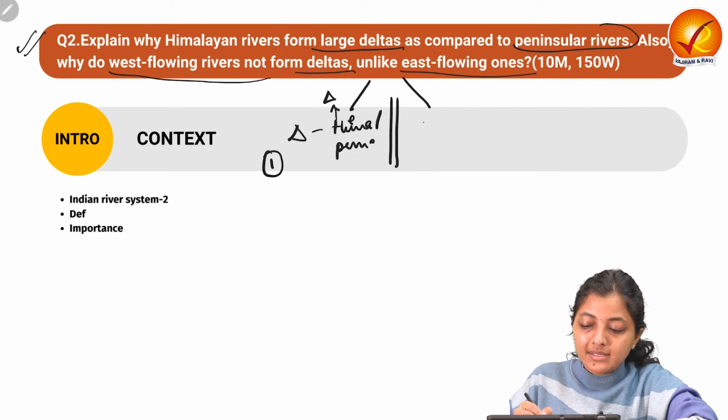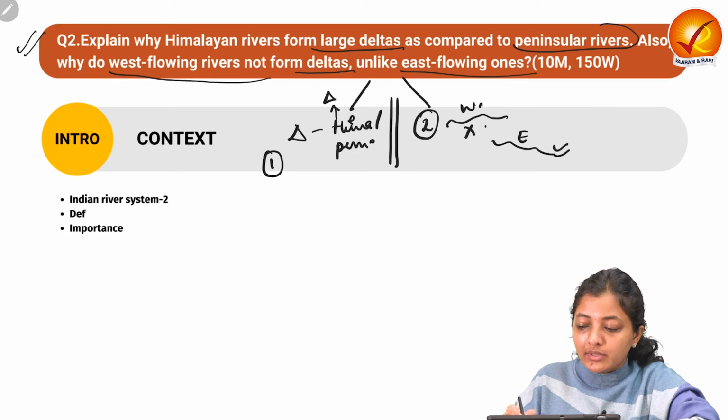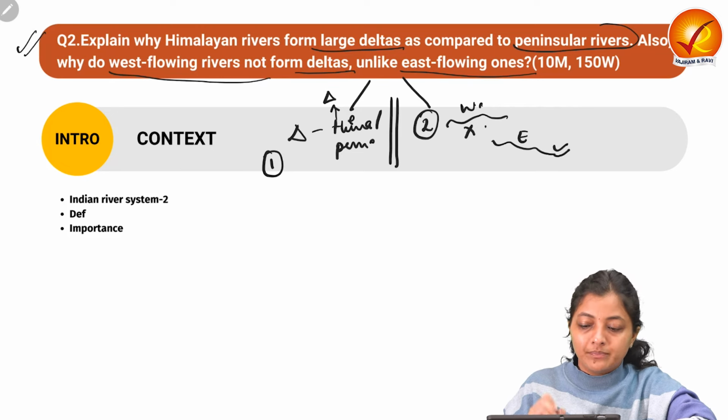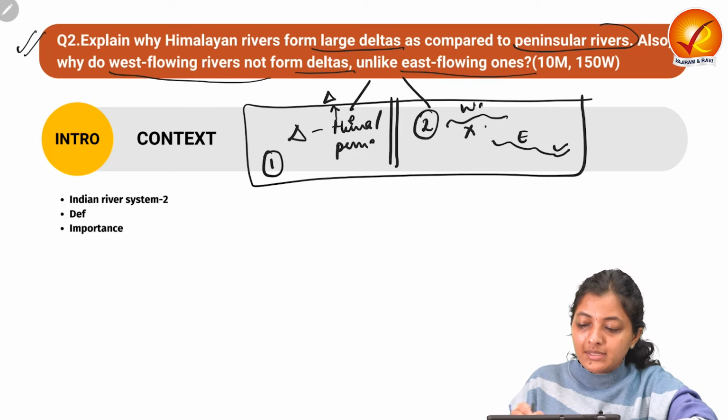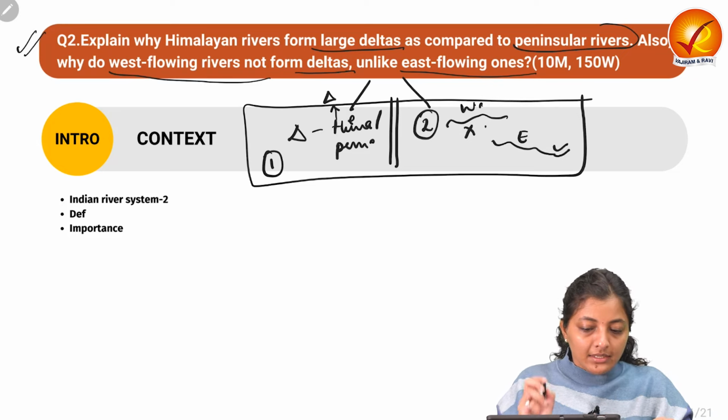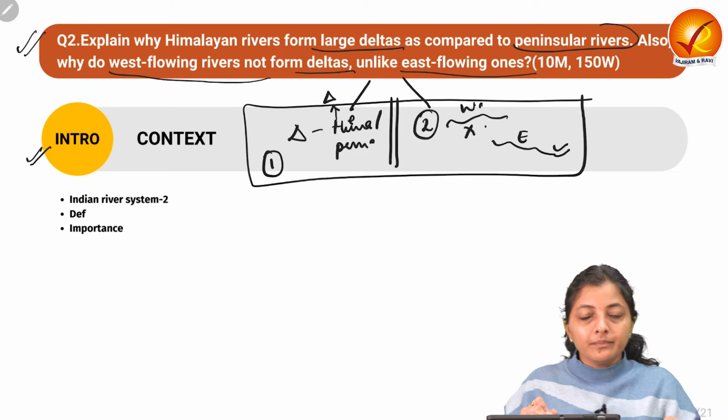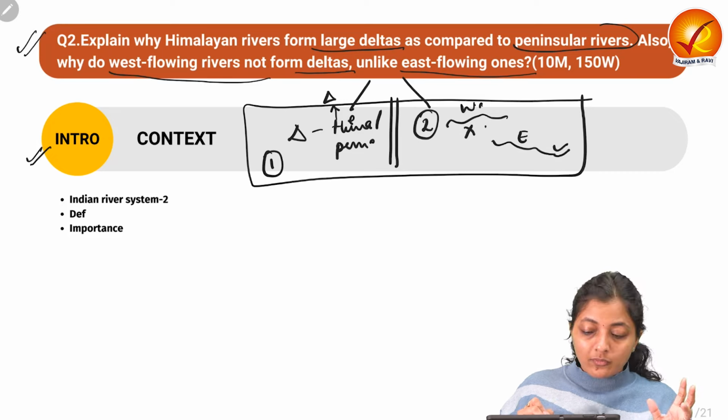The first demand is this, and the second is about why the west flowing rivers do not form deltas while the east flowing rivers form deltas in the peninsular region. So these are the two demands of the question. So let's start with the introduction. In the introduction, what can you write?